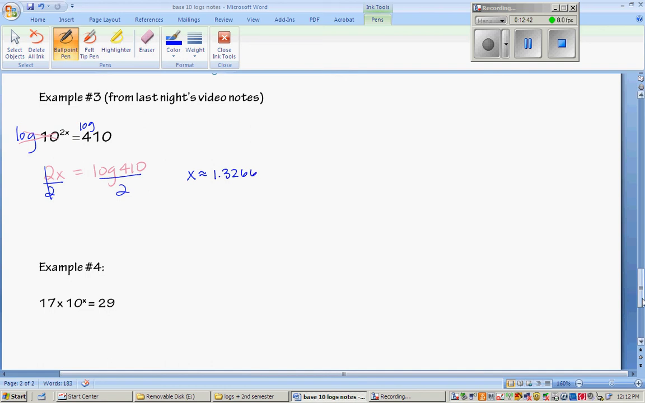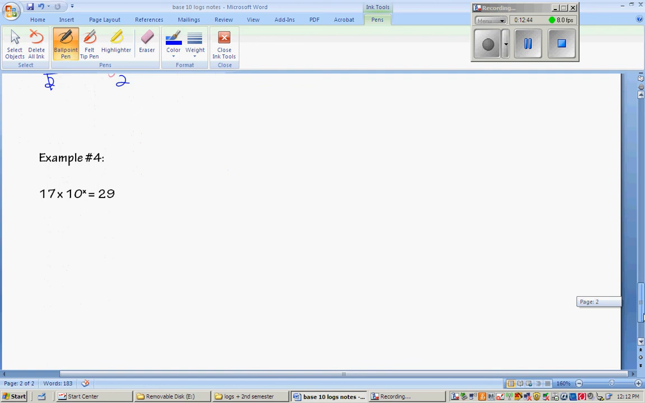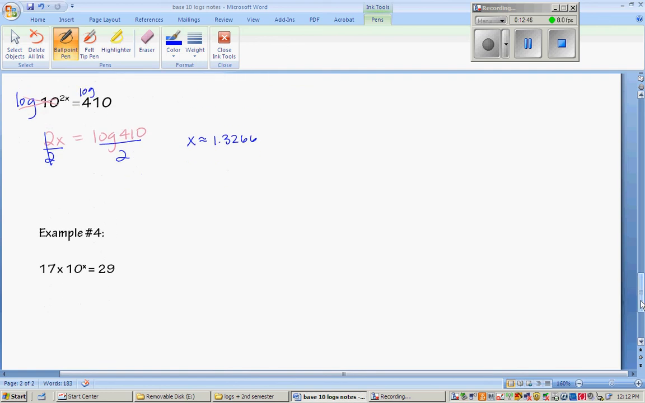So our very last example, and then we can finally be done with these video notes, is what happens when you have something like this, 17 times, so I'm going to turn that x into a multiplication symbol, times 10 to the x equals 29. What we want to do here is, before we take the log of both sides, we need to get the 10 to the x all alone. You need to isolate your exponent. So we're going to divide by 17 on both sides, and I'm going to get 10 to the x is equal to 29 over 17.